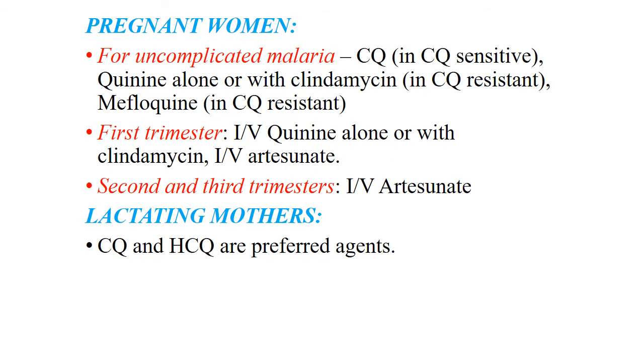In case of pregnant women with uncomplicated malaria, chloroquine in chloroquine-sensitive cases; quinine alone or in combination with clindamycin, or mefloquine, in chloroquine-resistant cases. In the first trimester, IV quinine alone or with clindamycin, or IV artesunate, can be used. In the second and third trimester, IV artesunate can be used. In case of lactating mothers, chloroquine and hydroxychloroquine are the preferred agents.